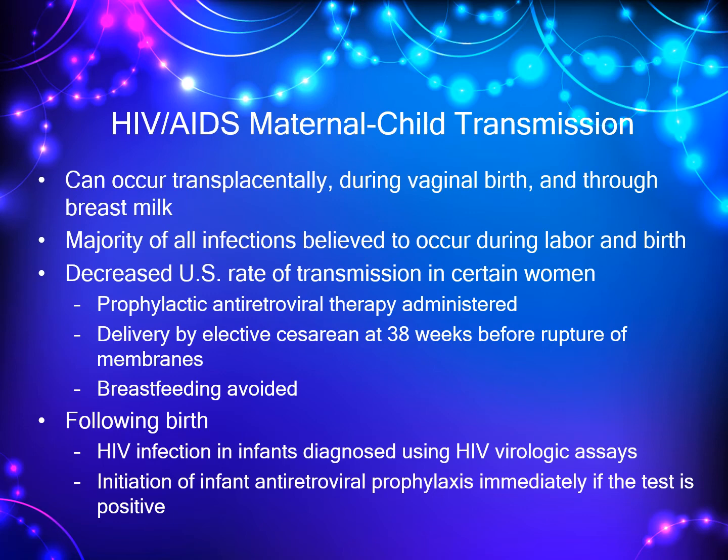However, we do have a decreased rate of transmission in certain women. These would be women that received prophylactic antiretroviral therapy during pregnancy, if they chose delivery by an elective cesarean at 38 weeks before the membranes ruptured, and those that completely avoid breastfeeding. Now, after birth, HIV infection in infants is diagnosed using the HIV virologic assays. Initiation of infant antiretroviral prophylaxis is done immediately if the test is positive.